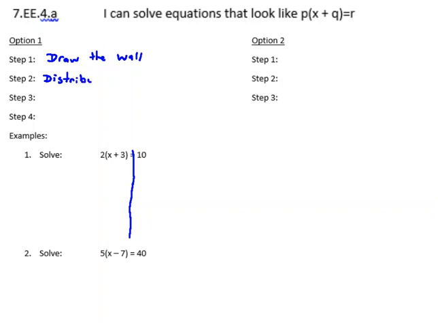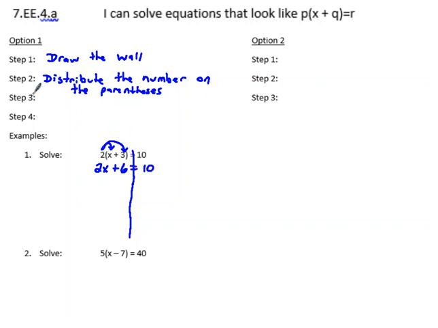Second step, we're going to distribute the number on the parentheses. So right here we've got a 2. So I'm going to do 2 times x. 2 times x is 2x. And I'm going to do 2 times 3. Now the most common mistake here is to forget to do that second piece. We want to make sure that we're multiplying every single thing inside the parentheses by that 2. And then I'll just bring the 10 down.